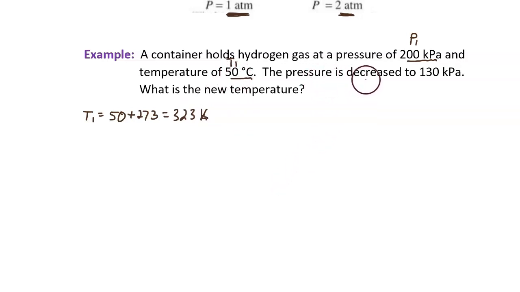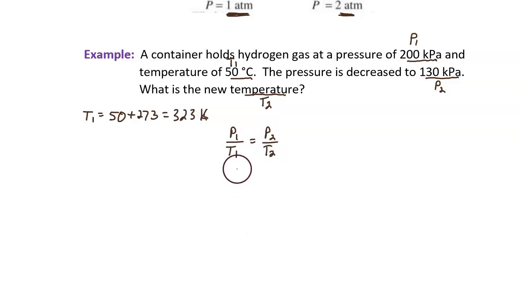The pressure is decreased to 130 kilopascals. That's our second pressure. What is the new temperature? That's going to be T2. All right, pay attention to what variables we labeled: P1, T1, P2, T2. The law that uses those letters is called Gay-Lussac's law, and it looks like this. P1 divided by T1 equals P2 divided by T2.